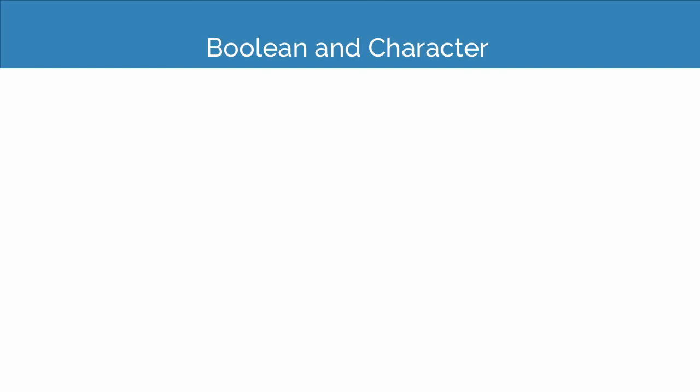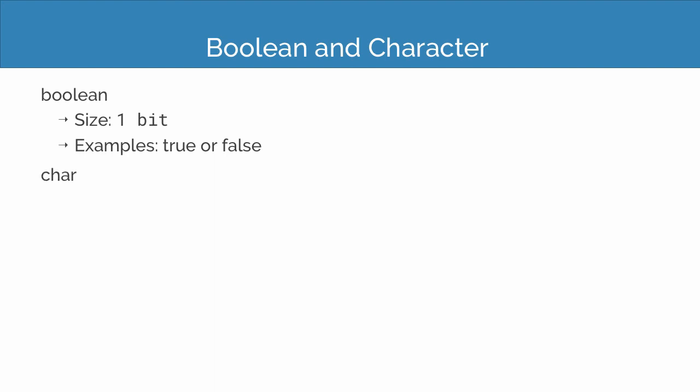And now at the end we have the Boolean and character data type. For the Boolean, the size it takes is basically 1 bit. For example, a Boolean variable can only contain the values of true and false. Then comes the character data type, whose size is 16 bits, that is equivalent to 2 bytes.